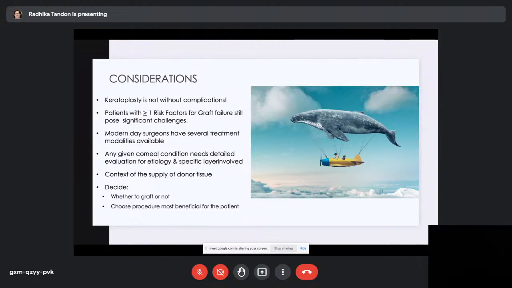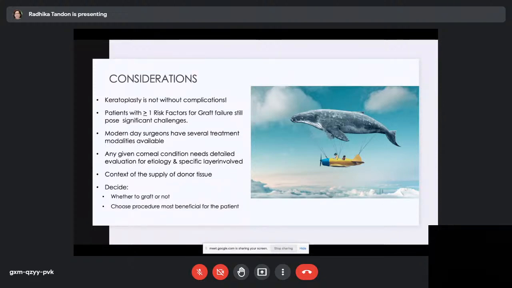There is always the context of the supply of donor tissue, and every tissue that is harvested should be used fruitfully, and it should never go waste. So one has to always make sure that you have a proper system in place, that you have a suitable patient available for the donor tissue. And not to forget, you always decide whether to graft or not, and then choose the procedure most beneficial for the patient. So these are the two key questions which you ask yourself.